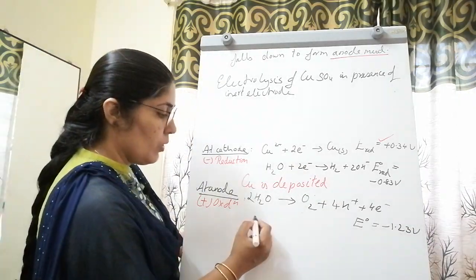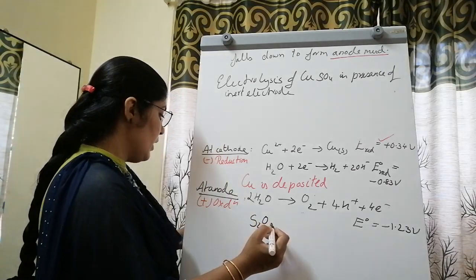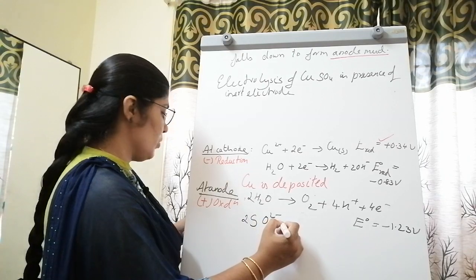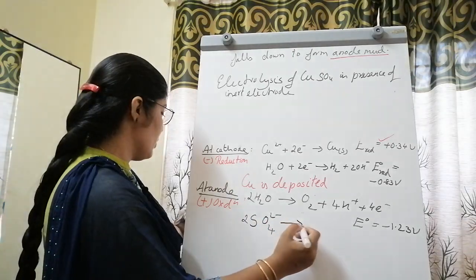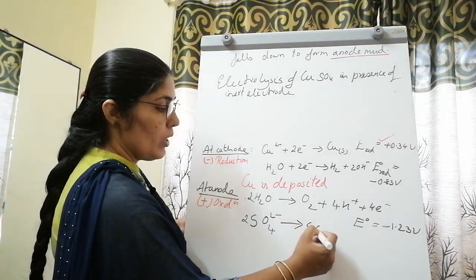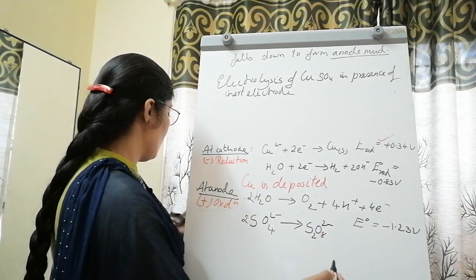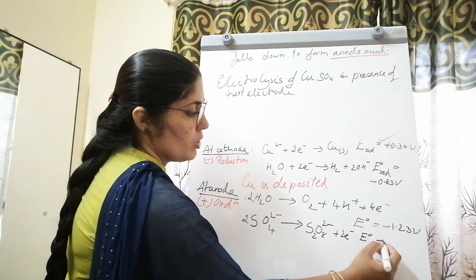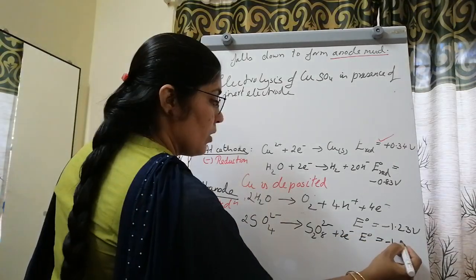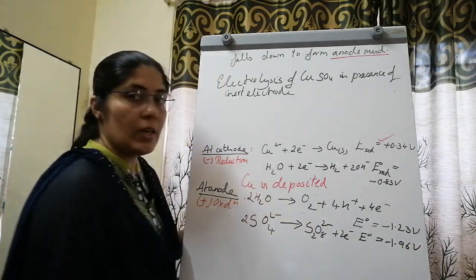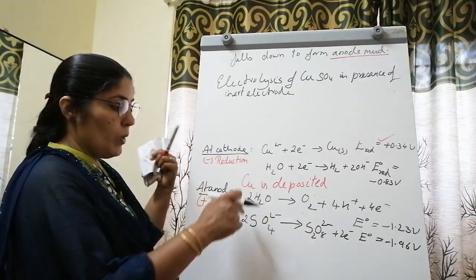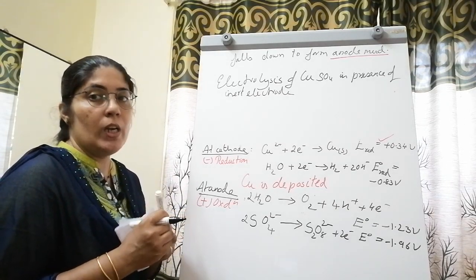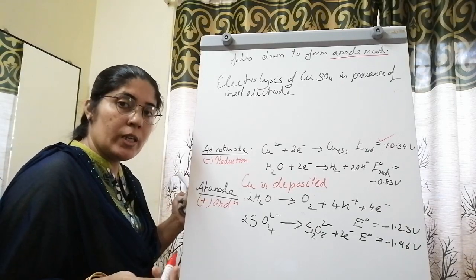Similarly, you have the sulfate ion. SO4 2- is undergoing oxidation to form S2O8 2- plus 2 electrons, and its reduction potential is found to be minus 1.96 volt. So when we come to the anode, there is a competition between the two types of oxidation. Only one will take place, and we already know which one will take place.